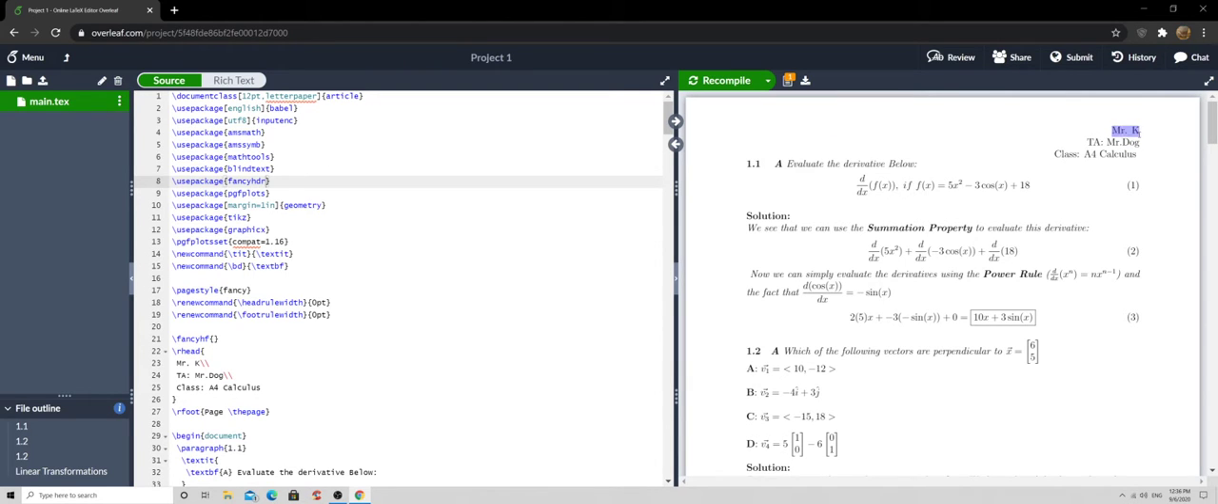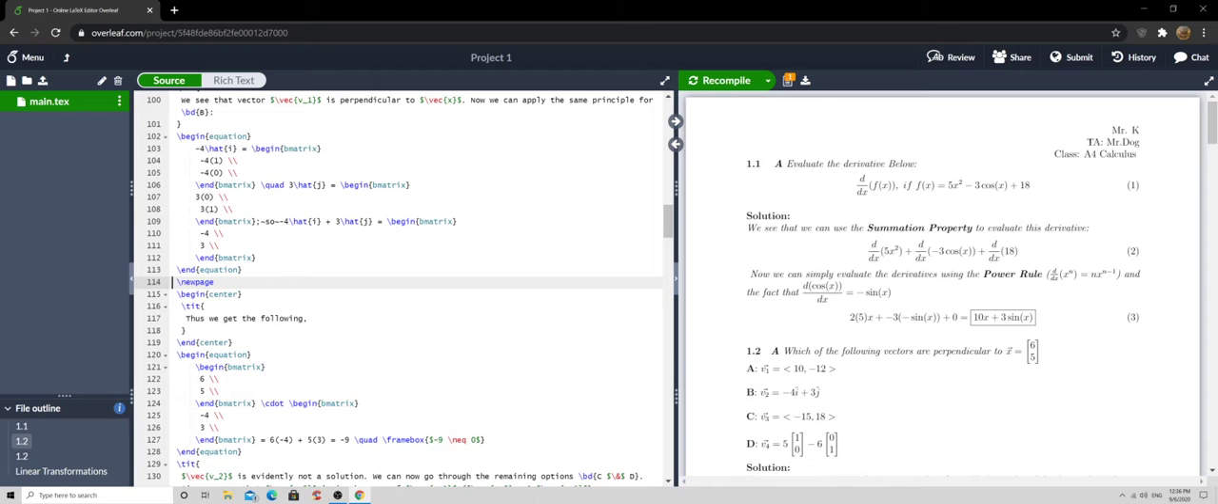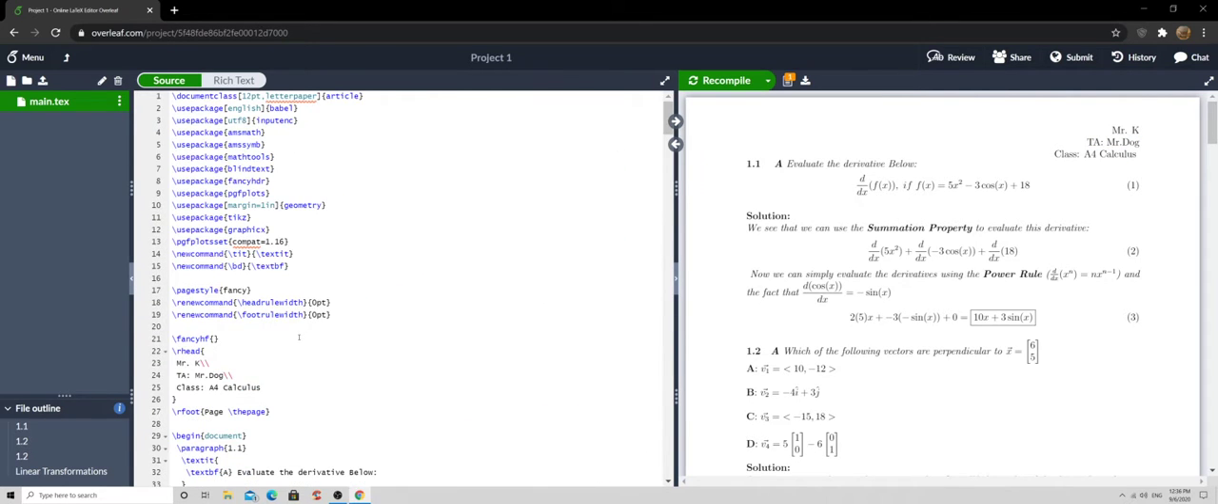Mr. K, I had my real name up there, but I didn't want to use it because you never know. Also, TA Mr. Dog and Class A4 Calculus, just ignore that. I made that up. Trust me, it's not real.